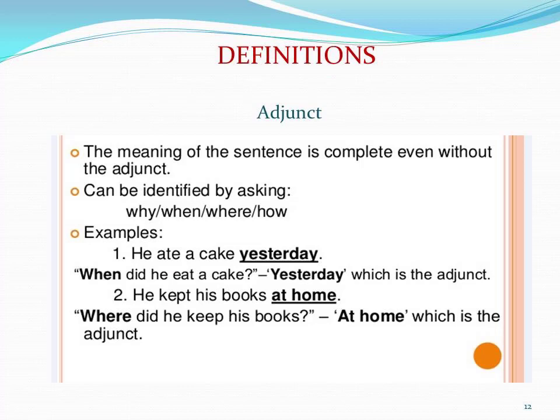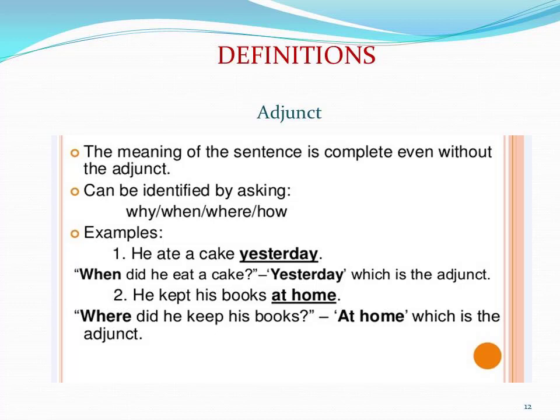The last sentence component is the adjunct. The meaning of the sentence is complete even without the adjunct. That is, without the adjunct, the sentence is still meaningful. Sometimes doubt may arise about whether the word after the verb is a complement or an adjunct. So we can identify the adjunct by asking a question with the WH words, that is why, when, where, how.